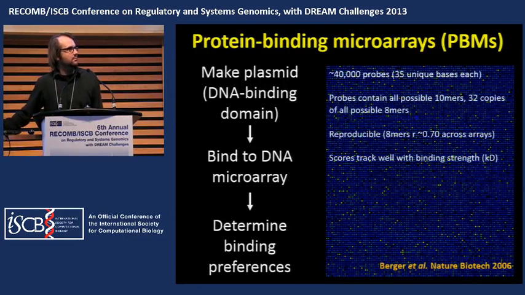The way the probes of the arrays are designed, there's about 40,000 different probes. Each has about 35 unique DNA bases. And the way they're set up is that when you look across the probes, they contain all possible 10-base sequences. And therefore, every possible 8-base sequence shows up 32 times in diverse sequence contexts. So it's a nice, statistically robust way of sampling the entire space of possible sequences for what a given transcription factor likes to bind to.